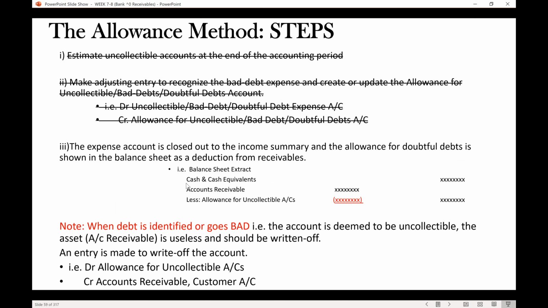So what we're going to do is a balance sheet extract, because we're only zooming in on a particular line item in our balance sheet. So our balance sheet would have had cash and everything, and this is just to show that it would have had other stuff. Then you have your accounts receivable. We're using a column this time because we have some working out to do. So from this accounts receivable, we're lessing the allowance for uncollectible accounts. From it, then we would get to our net receivables figure.